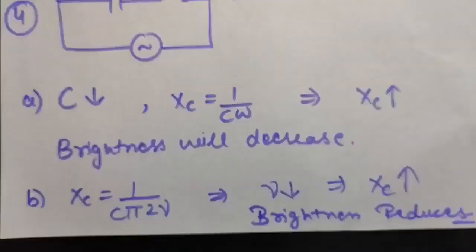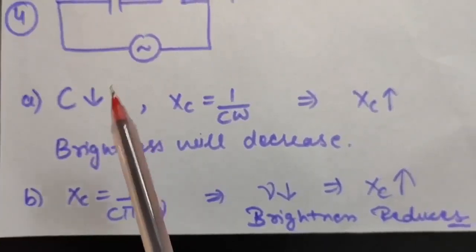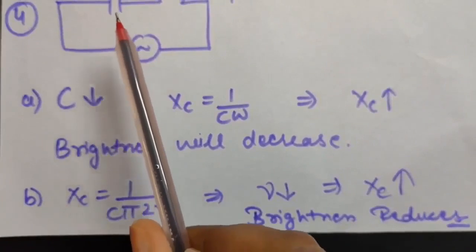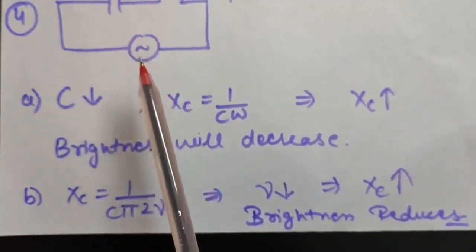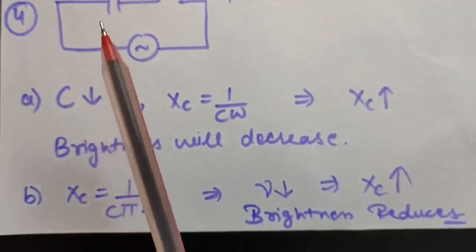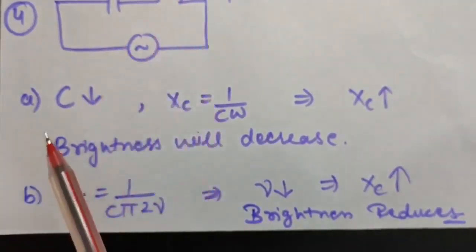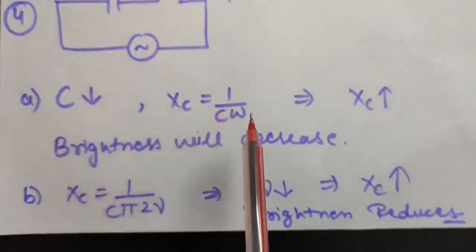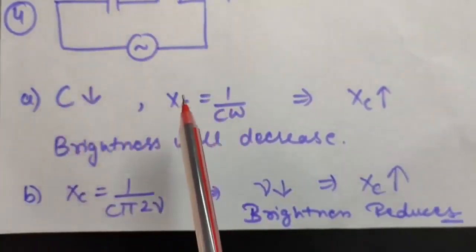Okay, so the next is question number 4. In question number 4, you are given a capacitor, a lamp and an alternating source of EMF connected with it. So the first part says, if the capacitance is reduced, what will be the effect on the brightness of the lamp? Now you know XC is 1 by C omega. If capacitance is reduced, that means XC will increase.